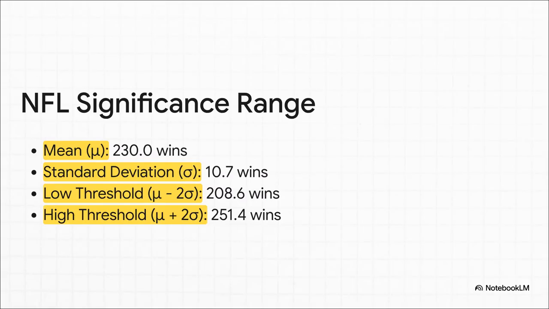So let's run the numbers for our NFL data. We already know the mean, or the expected value, is 230. A quick calculation shows that the standard deviation, which just measures the typical spread of the data, is about 10.7 wins. Using our rule, we find our significantly high threshold. You take the mean, 230, and add 2 standard deviations. That gives us 251.4. That is our line in the sand.